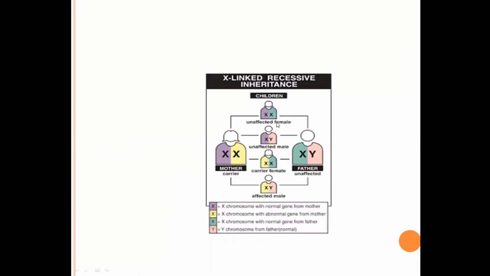So just to show you the inheritance pattern. Mother has got one X, which is the DMD gene defective one. She is a carrier. Father is normal, X and Y. An affected female continues to be a carrier, and an affected male has the phenotype of Duchenne muscular dystrophy.